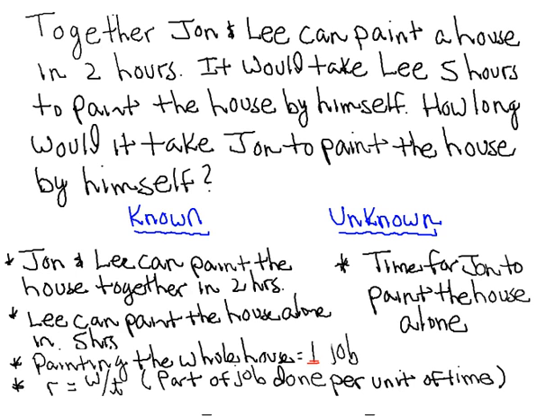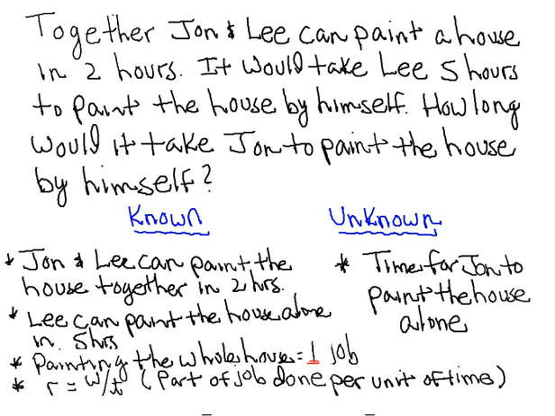Now, before we jump in and actually tackle the specifics of the solution, let's take a look at what we think would be a reasonable answer. It would certainly make sense that it will take John longer than 2 hours to paint the house by himself, since it takes them 2 hours together to paint the house. It will also probably take him less than the 5 hours it takes for Lee to paint the house by himself. So we would expect an answer somewhere between 2 and 5 hours. It's always a good idea with any application problem to try to get a good estimate of what you think a reasonable answer would be.